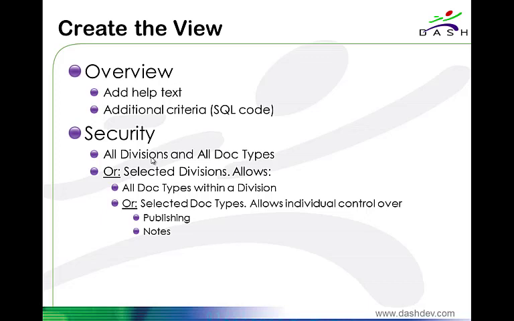And once you've selected a specific division, one or more, within any one of those divisions, you can select to show all document types within that division, or you can select only certain document types that you wish to display there. This allows you individual control over whether someone can publish documents using this view, whether they can add, change, or delete notes at a document type level. So when we mentioned earlier in session 1 that both divisions and document types had some special meaning within DDX, it really applies to this security function here.